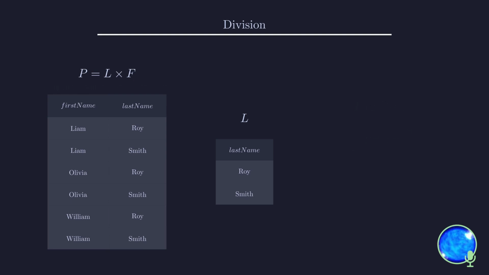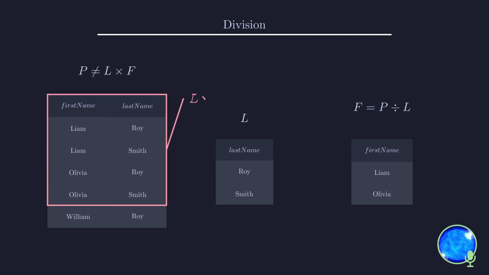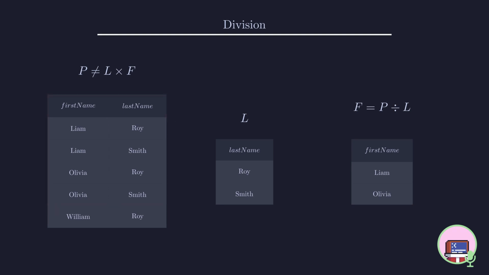But what if I remove the last row from P? Now the result of P divided by F is just Liam and Olivia instead of Liam, Olivia, and William. But P isn't equal to L times F here. Correct, and that is why the division isn't exactly the inverse of the cross product in relational algebra. If R divided by S equals U, then U times S is the largest subset of R that is the result of a cross product.